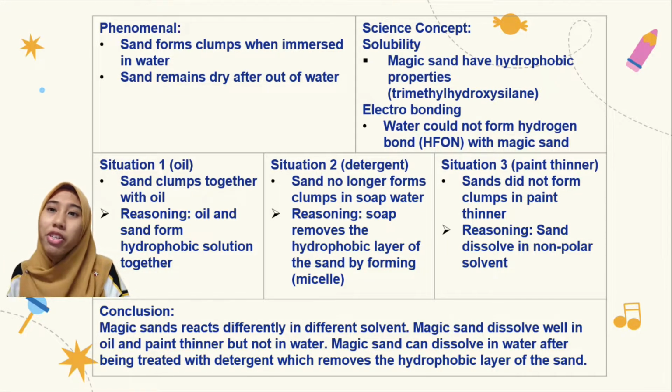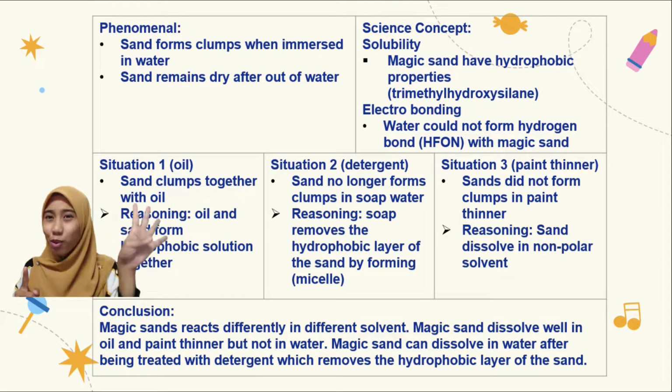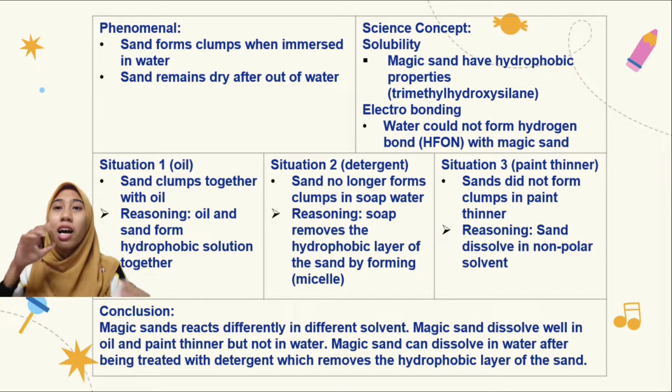And it also covers hydrogen bonding. Water can only form hydrogen bonds with HFON. So what's this HFON? It is hydrogen, fluorine, oxygen, and nitrogen. So with the magic sand, the water contains oxygen, but it would not bond with the magic sand. That's why the magic sand did not dissolve in water, because water could not form hydrogen bonds with the magic sand.